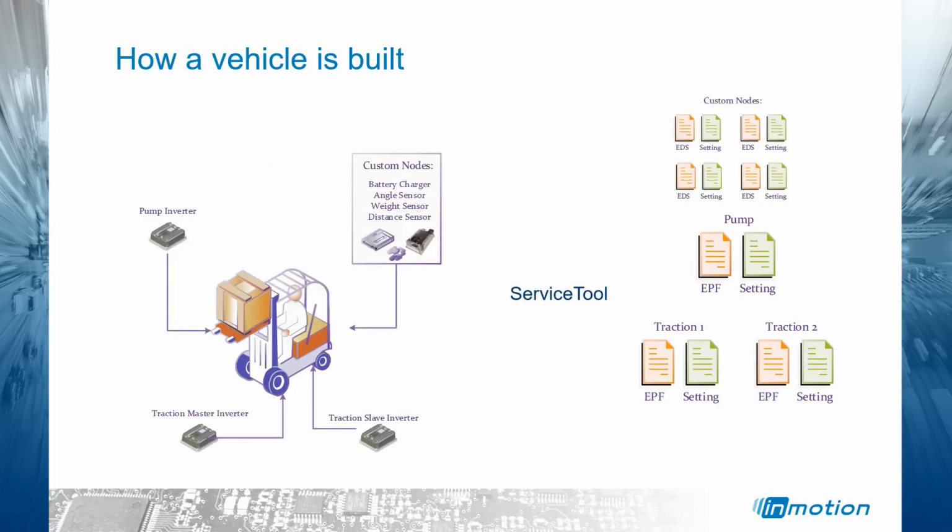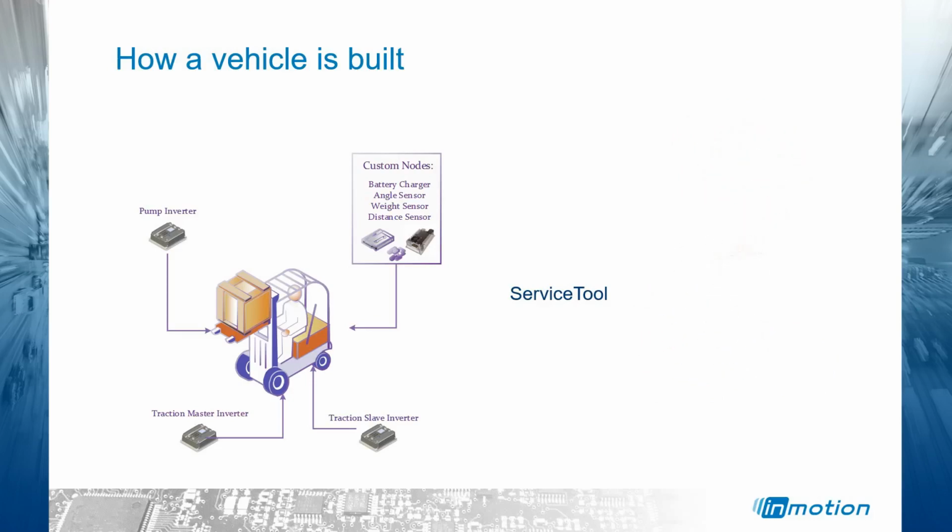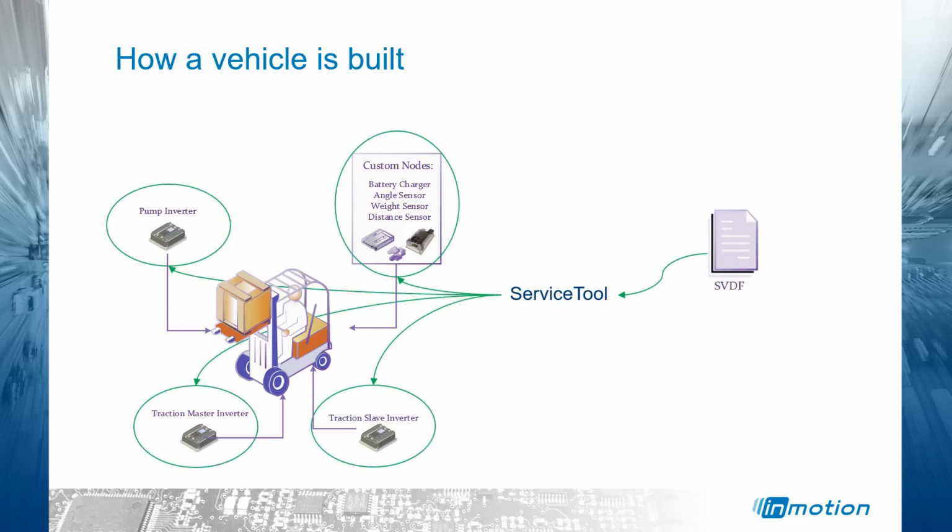So back to our example. So in ServiceTool, instead of all these files, we then compress them all into one file. And with this file, we can then connect to all nodes simultaneously.